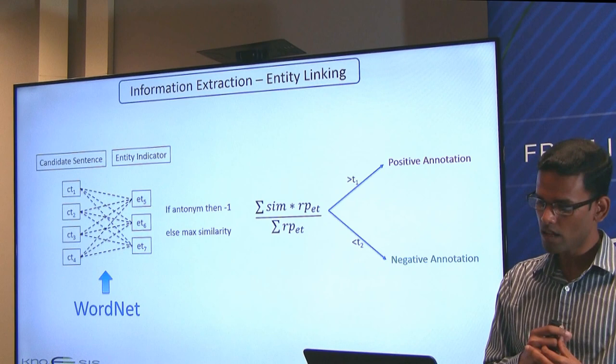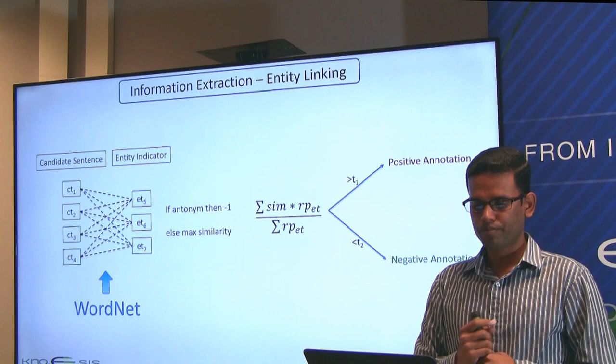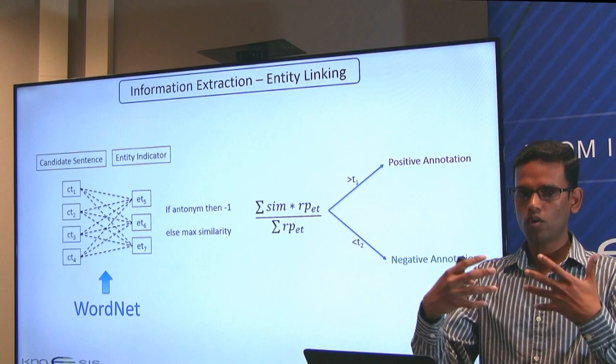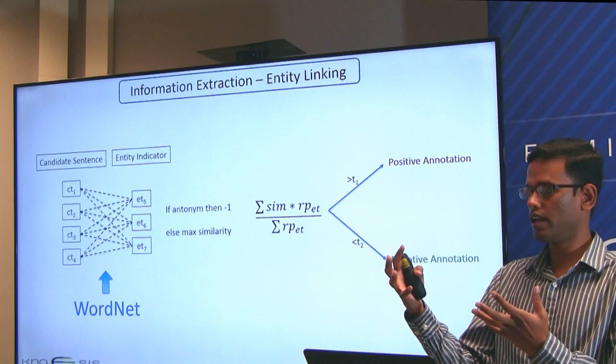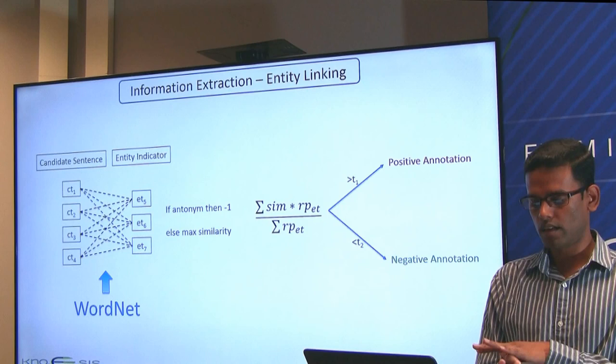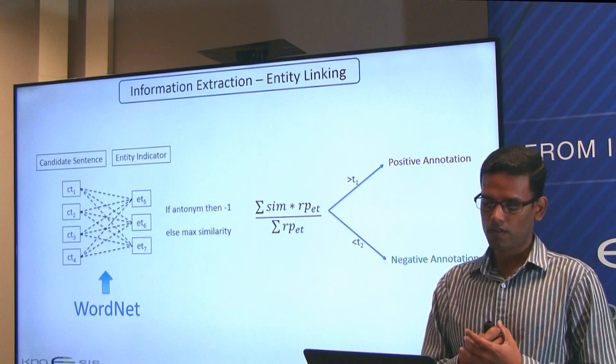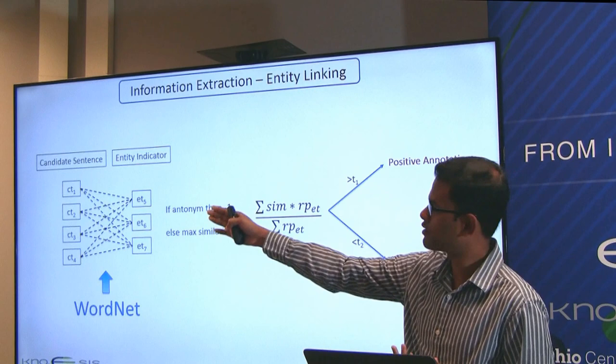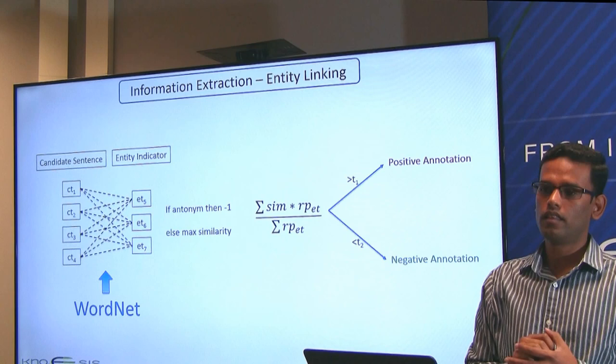Let's say the candidate sentence has four terms and the entity indicator has three terms. Our task is to compare these two and come up with how similar they are, whether the meaning of the entity indicator is there in the candidate sentence. We use WordNet as the background knowledge to compare the terms, and if there are antonyms, they are scored with -1. Otherwise, we take the maximum similarity shown by each term in the candidate sentence towards the terms in the entity indicator.